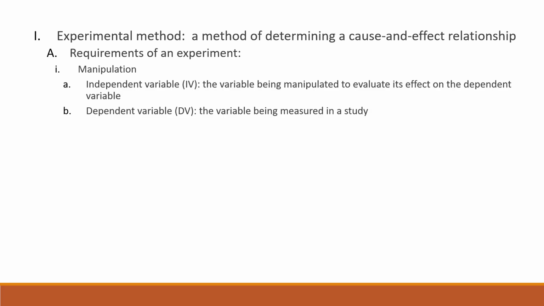The thing we are adding or removing is the independent variable. The proper definition is the variable being manipulated to evaluate its effect on the dependent variable. The dependent variable is the thing we think will be changed, the variable being measured in a study.